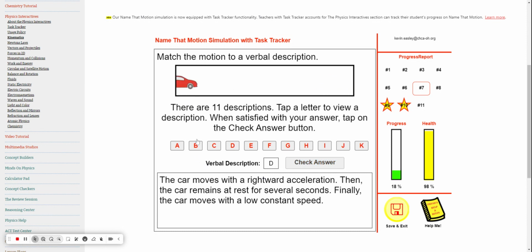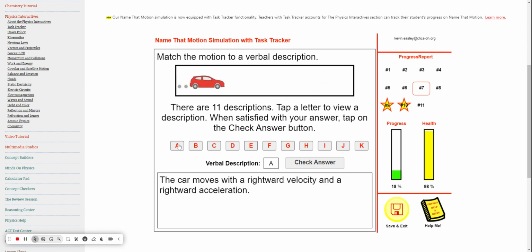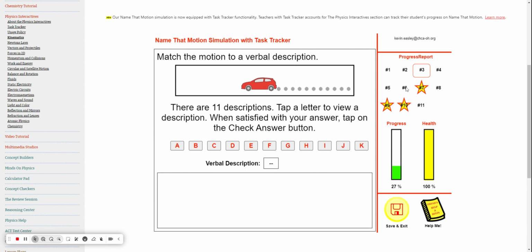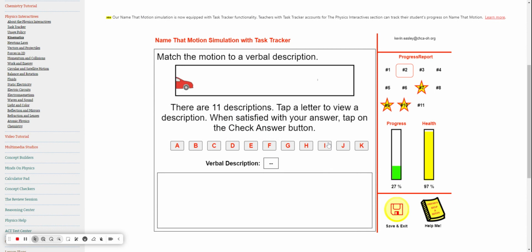It has acceleration to the right, so that means it's going faster and faster to the right. Then the car remains at rest. Oh no, that one's not it. This is in fact it. It has a rightward velocity, so it's traveling to the right, and it's accelerating in that same direction. You'll see these dots get farther and farther apart. So that is in fact correct. I wish it would let me pick a couple of these. I'm just going to pick a wrong one. Oops.